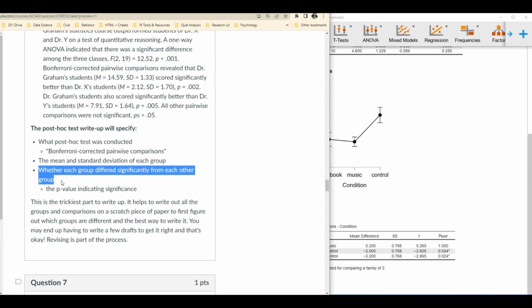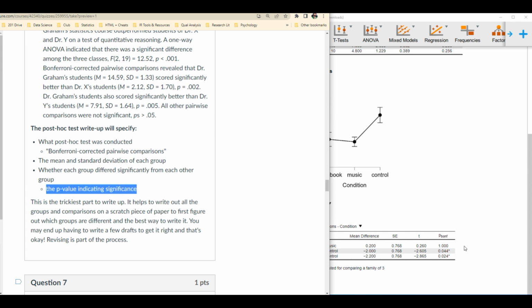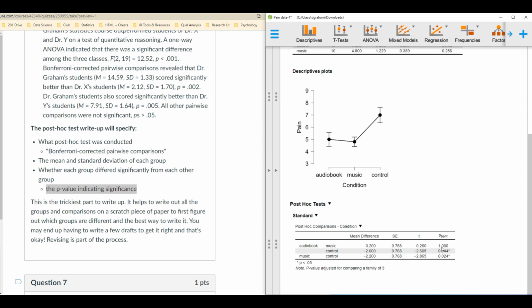Indicate whether each group differed significantly from each other group. So here, Dr. Graham, higher than Dr. X, Dr. Graham, higher than Dr. Y. The others, not significant. So X versus Y, not significant. And indicate the p-value from your post hoc test table that tells you whether that direct pairwise comparison is significant or not. And keep in mind, again, each of these p-values in your post hoc is telling you specifically, this pair, is it different? This pair, is it different? This pair, is it different? It's looking at each pair one at a time, are they different?